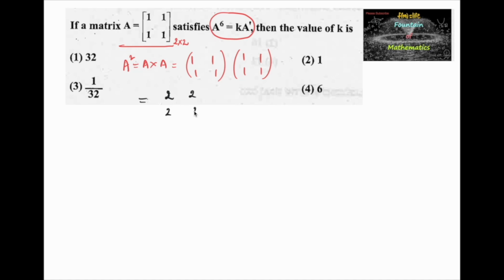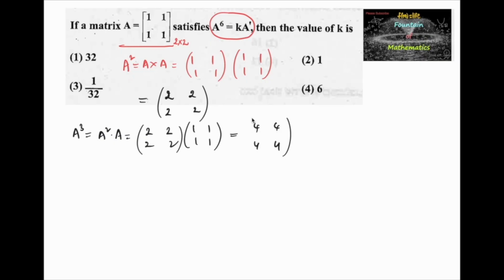So A square is [2 2; 2 2]. And now A power 3 is equal to A square into A, that is [2 2; 2 2] multiplied with the matrix A, [1 1; 1 1]. So we are getting 2 plus 2, that is 4, and the remaining elements are the same, so 2 square in every position. Similarly, for A power 2 we get 2 power 1, for A power 3 we get 2 square, so for A power 6 we will get 2 to the power 5.